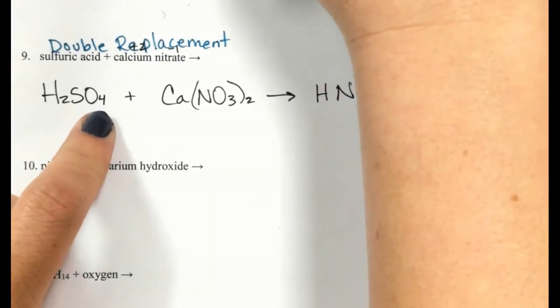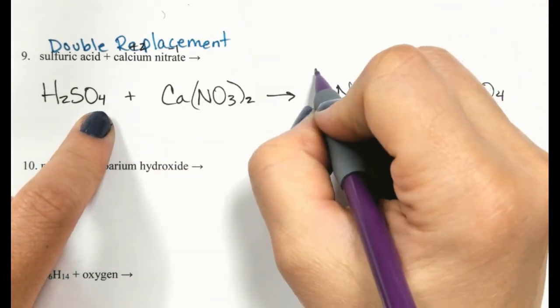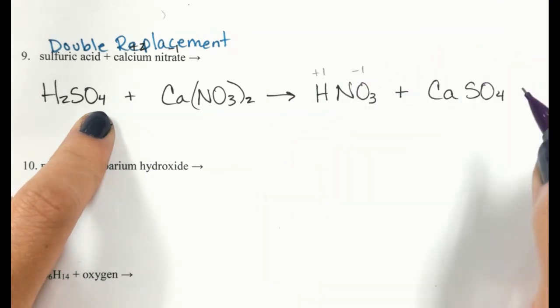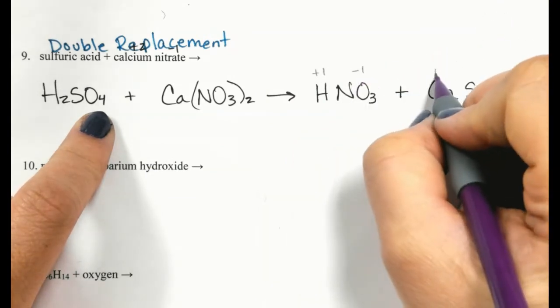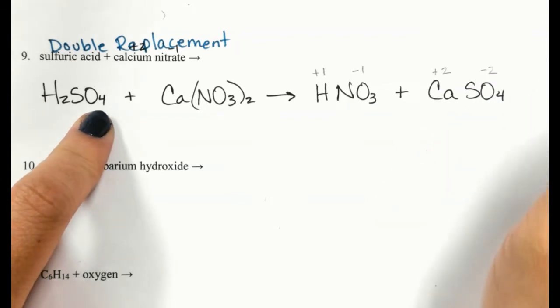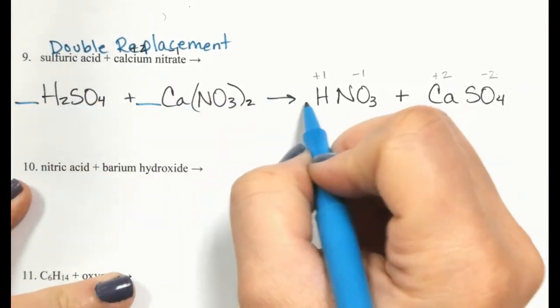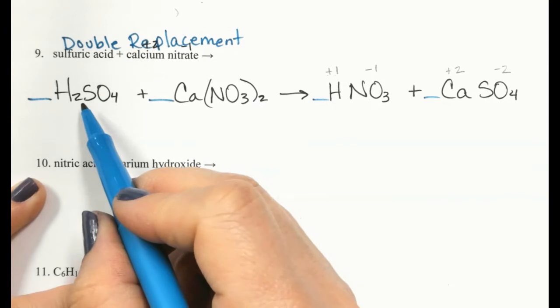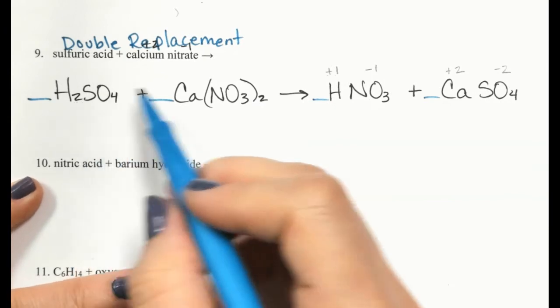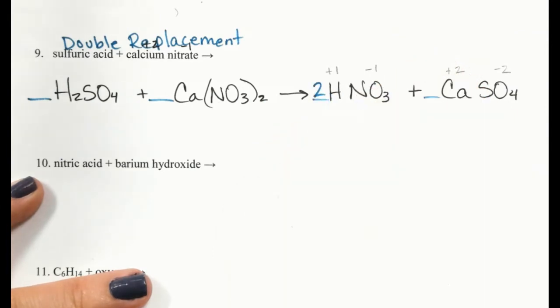So now that I've predicted my products, I need to make sure that my charges are balanced. The hydrogen is a +1, the nitrate is a -1, those cancel. The calcium is a +2, the sulfate's a -2, so those cancel. So my charges are all balanced. So now we can balance the coefficients. On the left side, I have 2 hydrogens, and on the right side, I only have 1 hydrogen. So I'm going to put a 2 here.